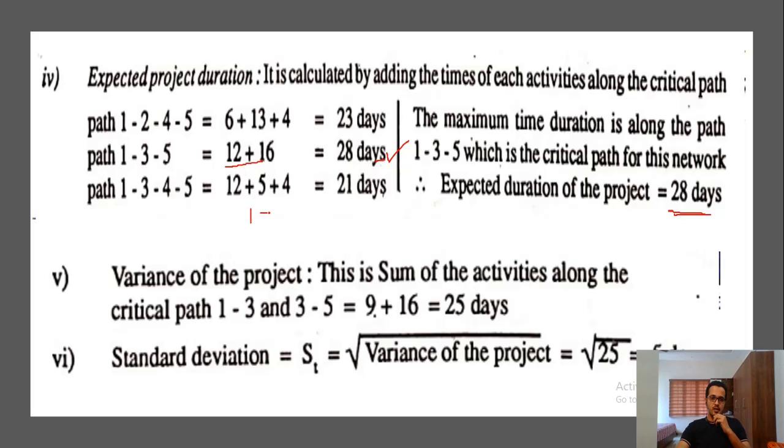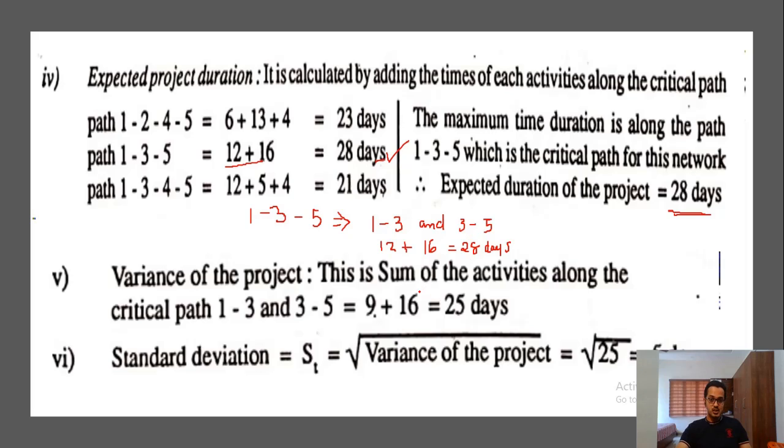Here this 1, 3, 5, if we split it, we have two arrows, two activities, 1, 3 and 3, 5. The duration of 1, 3 is 12 plus the duration of 3, 5 is 16. So just add it and you get 28 days as the project duration. So we got the project duration, and coming to the variance.